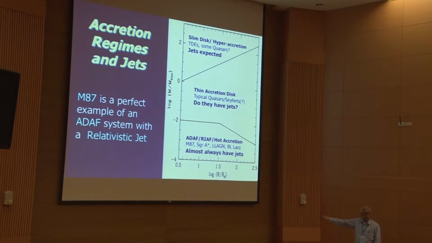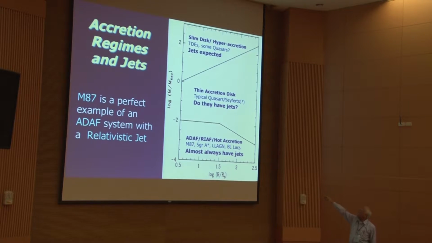This incidentally is the radius. And these lines are kind of approximate, okay? This is the theorist's conceptual diagram. M87 belongs to this second branch. These are the ADAF, RIAF, hot accretion flow branch. So Sagittarius A star, M87, all the LLAGNs, all low luminosity systems, they're all sitting here. They have low accretion rate. These are radiatively inefficient. They make jets, etc., etc. So in fact, this is the branch we are interested in.